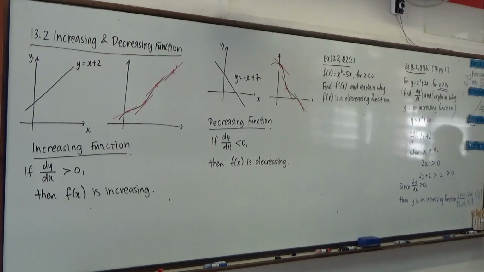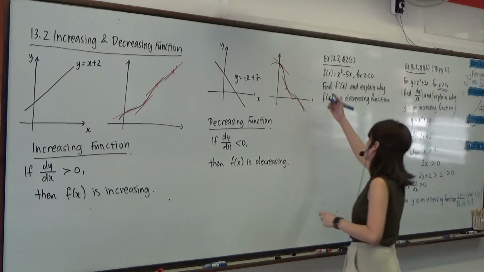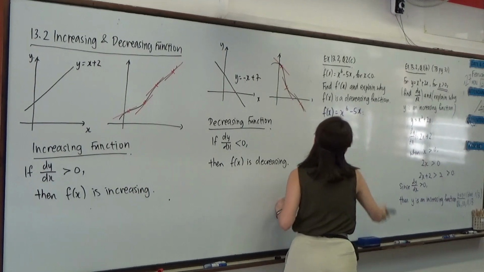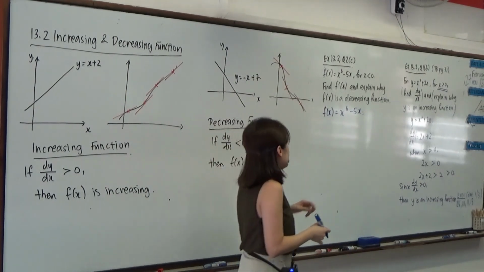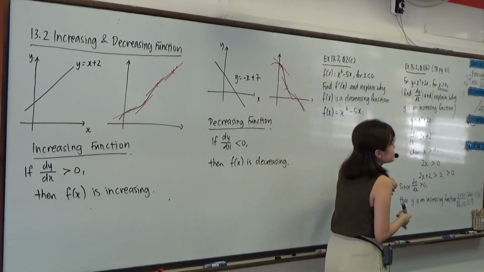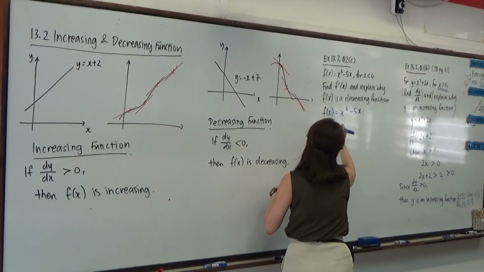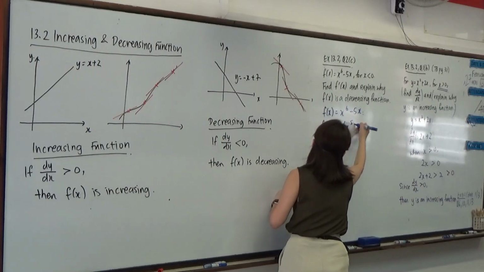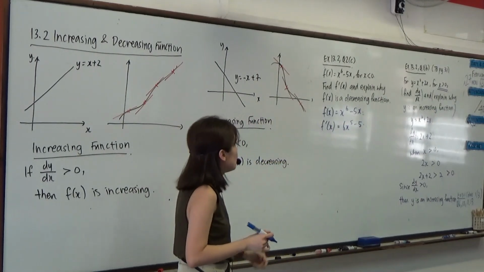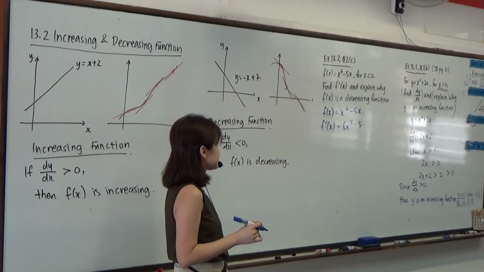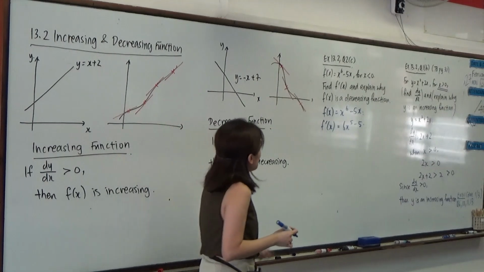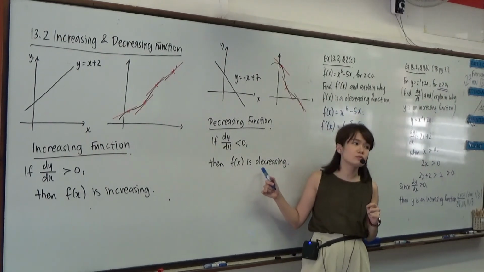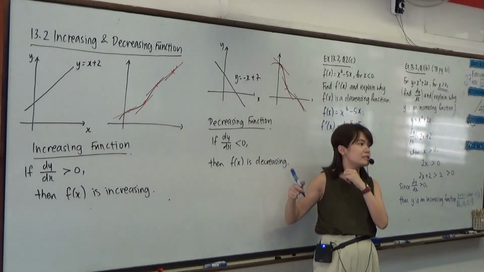Let's try one more before we call it a day. In this question, we are given f(x) equals x to the power of 6 minus 5x, keeping in mind that this function is defined for x less than 0. I want to find the derivative f prime x. So we differentiate to get 6x to the power of 5 minus 5. Then our goal is to show that f(x) is a decreasing function, and in order to do that, our derivative must be less than 0.